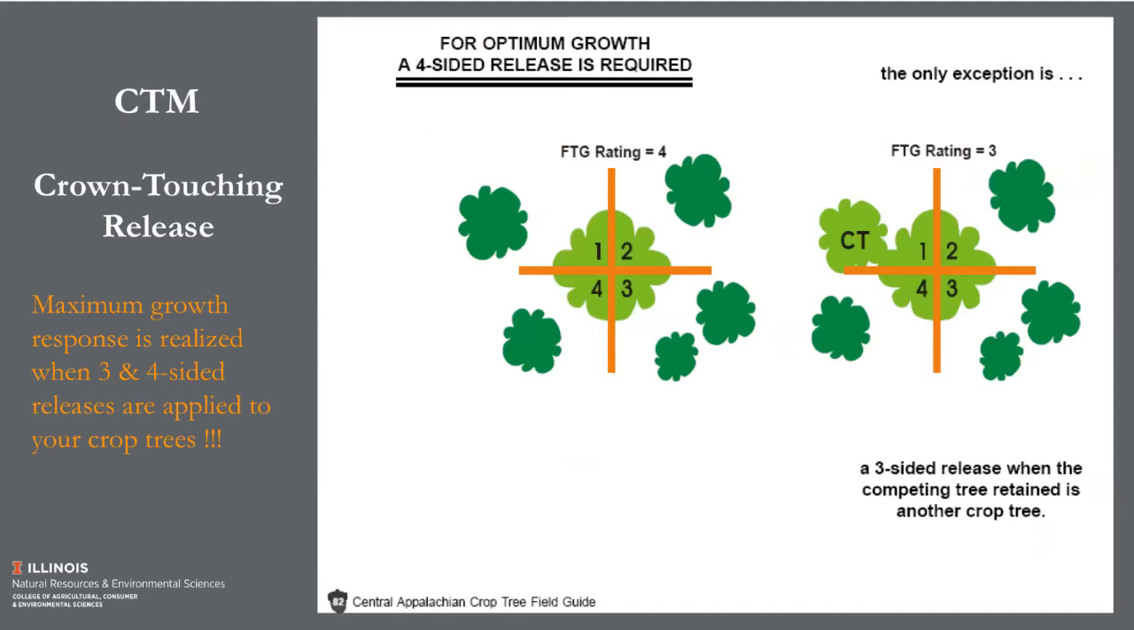With crown touch and release, the maximum response is definitely realized when you apply a 3 to 4-sided release to your crop trees, okay? You're going to maximize growth and you're going to maximize internal rate of return or return on investment when you release your crop trees on 3 to 4 sides, okay? So you're going through all this investment, all this time, all this labor. The take-home message is, if you're going to implement this practice, do it correctly and release your crop trees on a minimum of 3 to 4 sides.